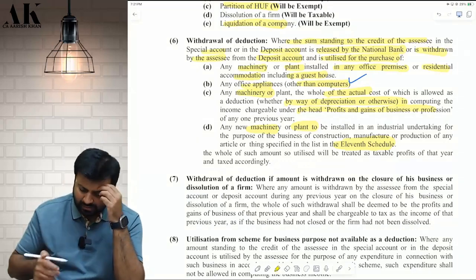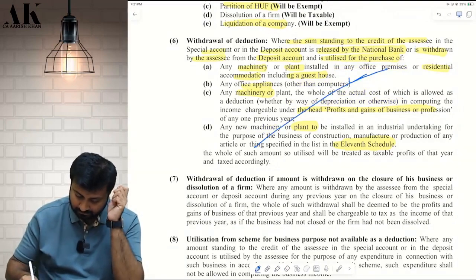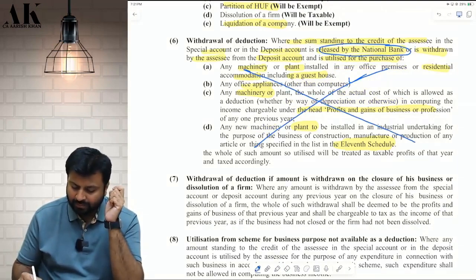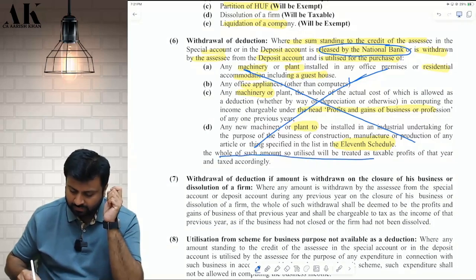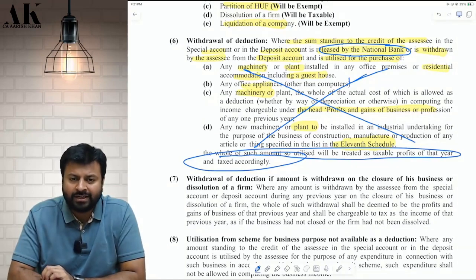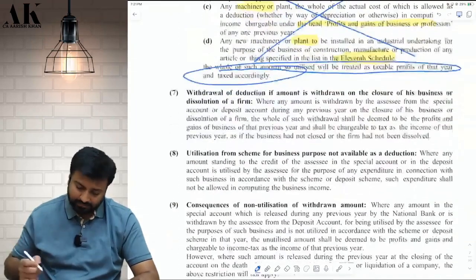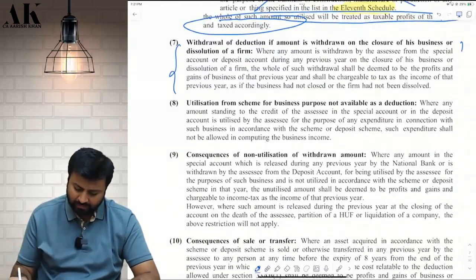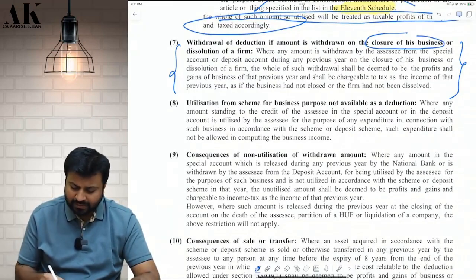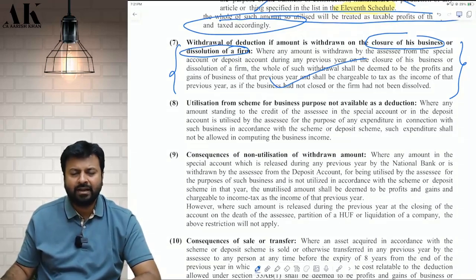So what shall I do, sir? I should not buy these assets. What will happen if you buy these assets? If you withdraw the money from NABARD and buy this asset, the whole of such amount utilized will be taxable. It will be added to your income. Is it clear? Next point is what we have done earlier. In case of closure of business and in case of dissolution of firm, it will be taxable. Tell me now, please.